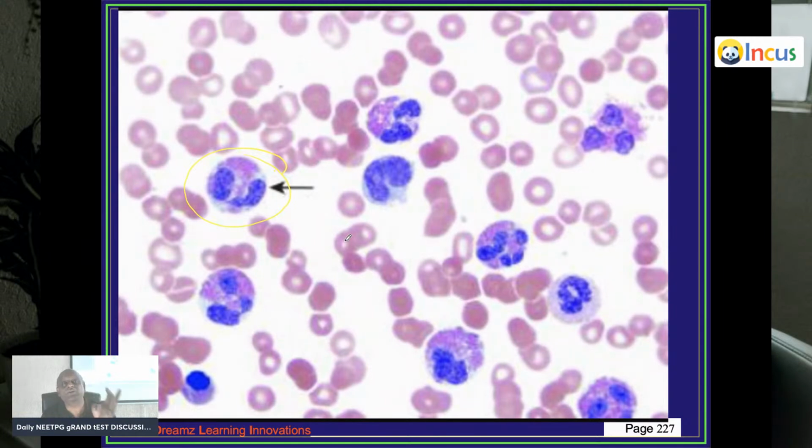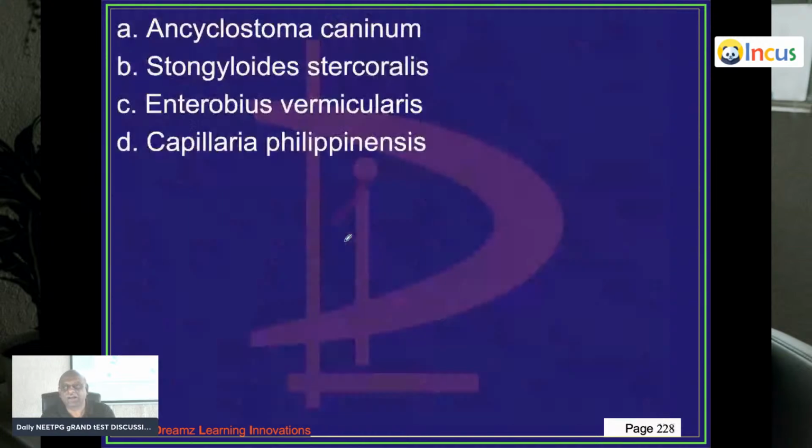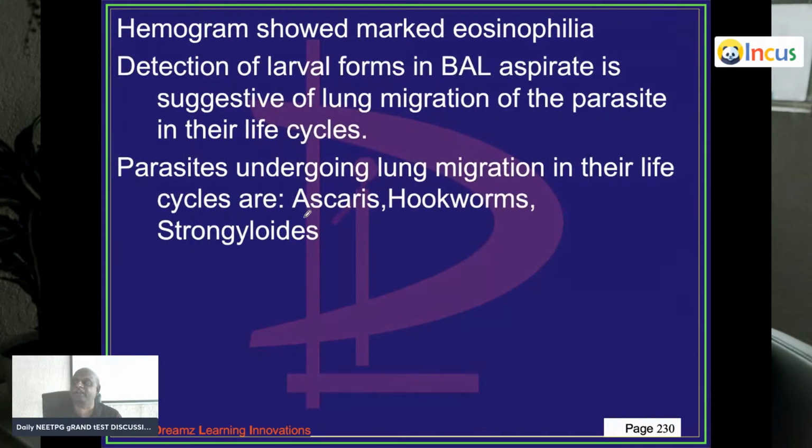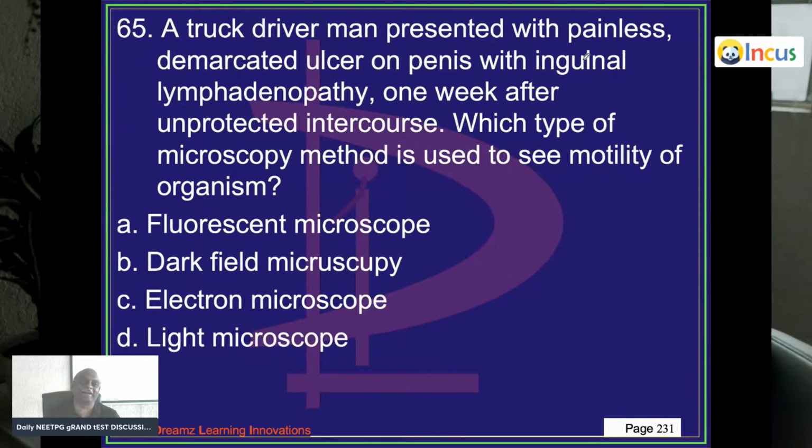How to identify neutrophil, basophil, band forms, eosinophil, mast cell, metamyelocytes, left shift, everything. These 5-6 things, peripheral smear you need to know. Which is Strongyloides stercoralis, where hemogram is showing marked amount of eosinophilia, is what you need to remember.